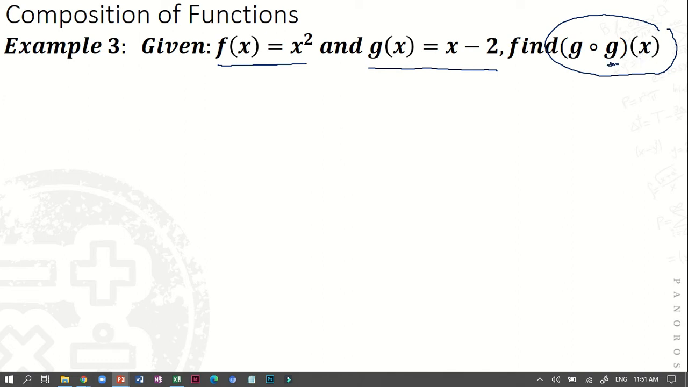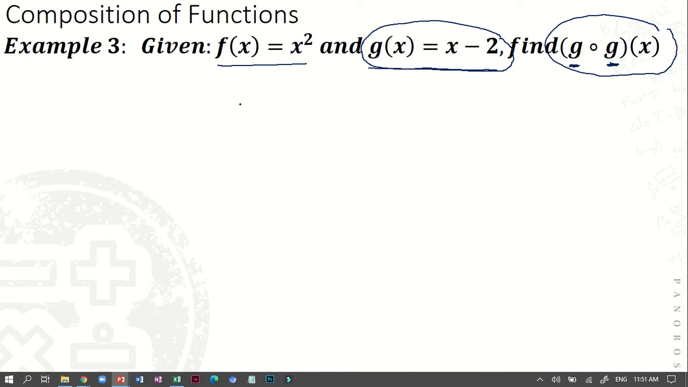Ano yung nasa loob? G. Ano yung nasa labas? G. Diba? Kung titingnan natin, ang ilalagay mo sa loob, G. Ang nasa labas, G. So, G na G. So, hindi mo na magagamit ang f of x. Wala mo na siyang silbi for this problem. Ang gagamitin lang natin dito is g of x equals x minus 2.